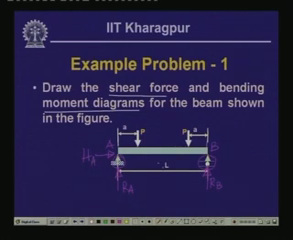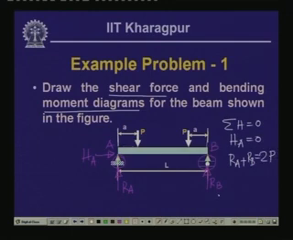Now, as we have seen in this particular beam, summation of horizontal force equals 0 gives us the value of HA as 0. Summation of vertical force is 0, so RA plus RB is equal to the 2 P values. So this is equal to twice P.